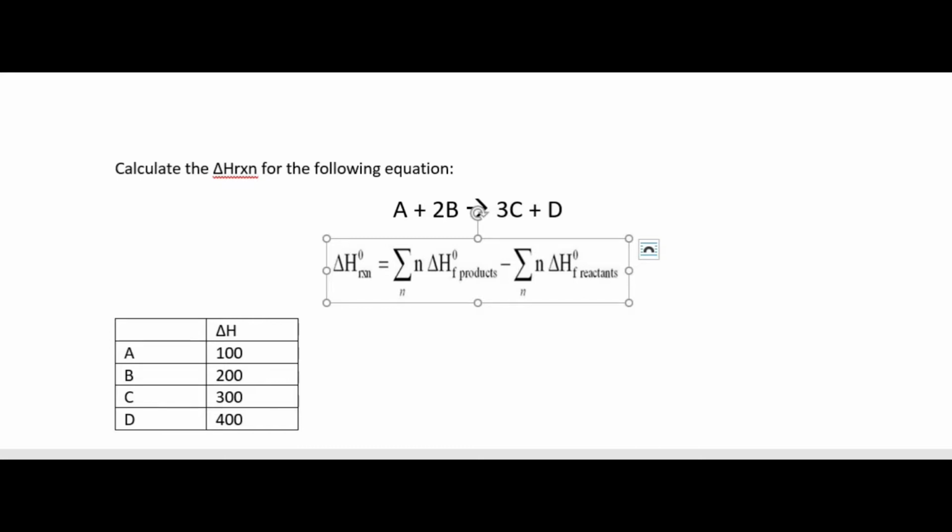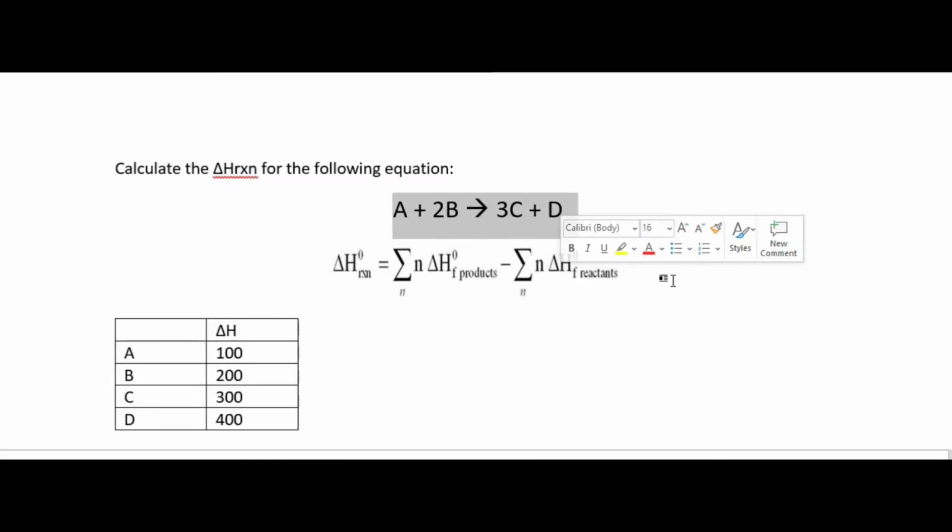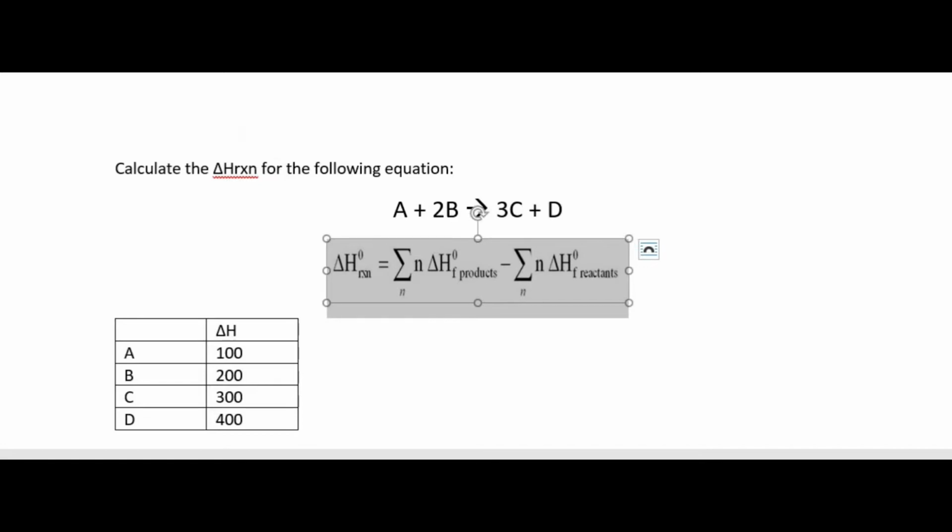We want to calculate the enthalpy of the following equation. So we need to use this equation to solve the enthalpy. So which is the product? This one or this one? If your answer is this, then you're correct.